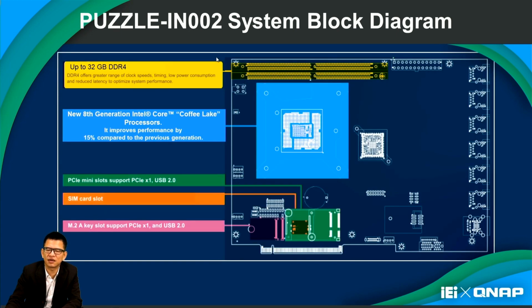Okay, this is the dimension of the IN002 system motherboard. Here are the memories. This one is the CPU socket, and 2 small cards, an M.2 card and a mini PCI card. The mini PCI card also has a SIM card slot, so you can also get 3G or 4G function with a SIM card slot.